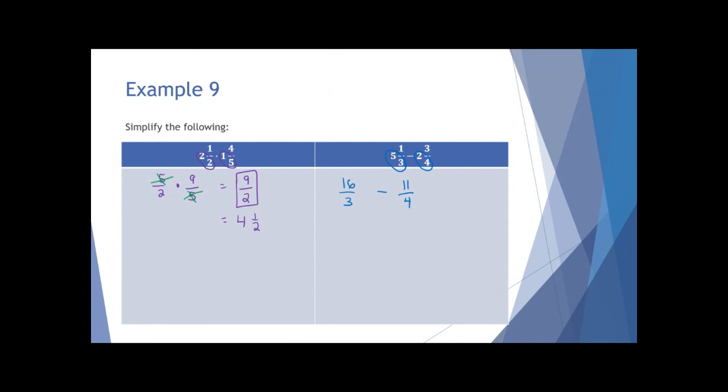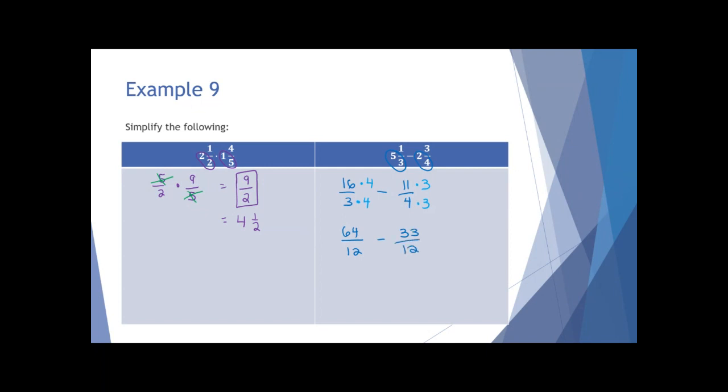Now we need to get a common denominator, because they don't match. 12, exactly. So the first fraction, that denominator is 3. I need to make it 12 by multiplying by 4. And then the other fraction, I need to make it 12 by multiplying by 3. So 64 over 12. And then 3 over 12.